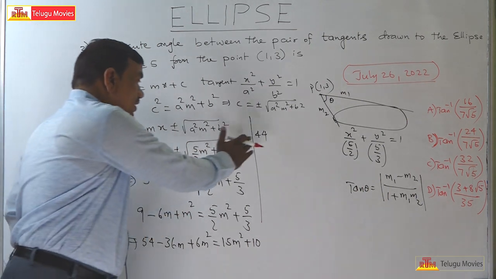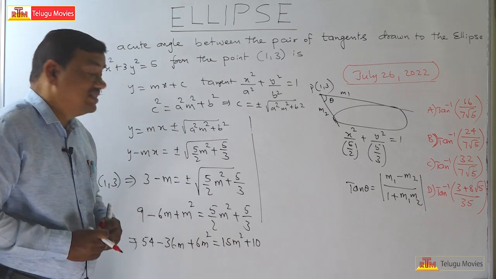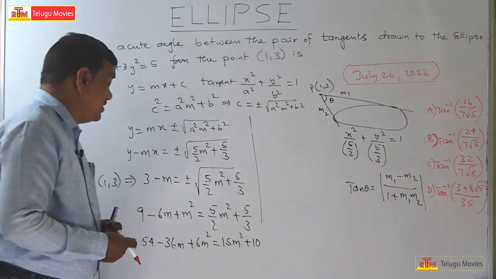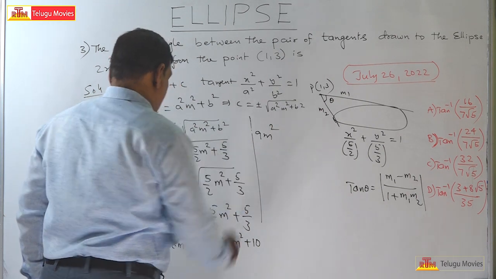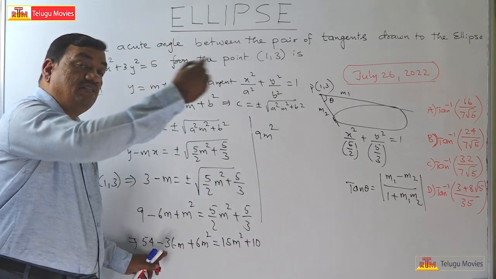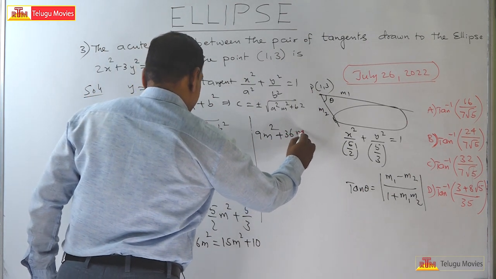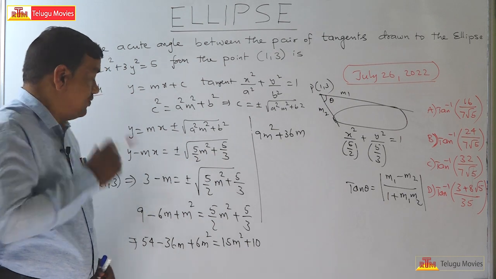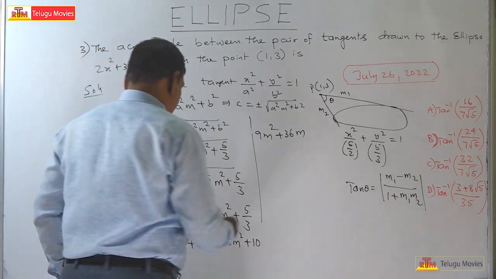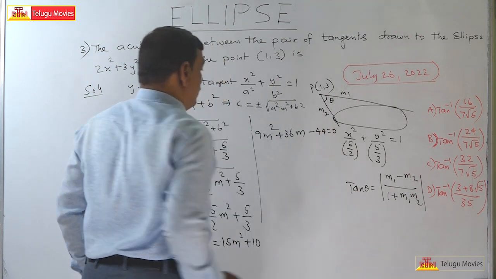Now we will get a quadratic equation clearly here. So here 15m square minus 6m square. So this is equal to how much? 9m square. Take minus the 36m to the right side. So this is plus 36m. Okay, take 54 to the right side. We will get 54 minus 44 is equal to 0.